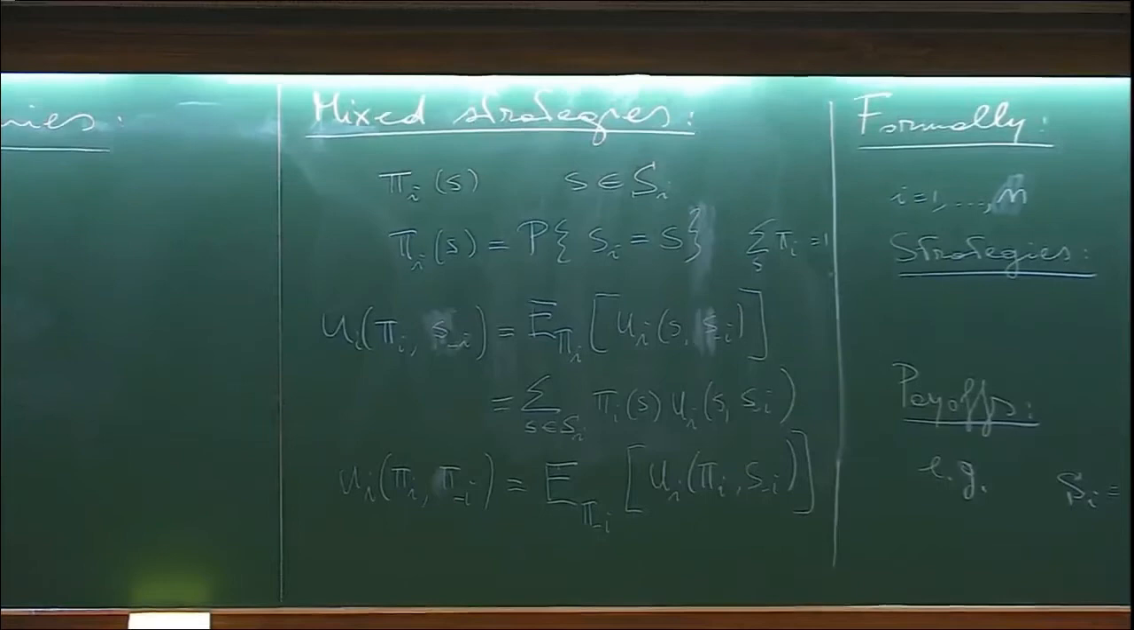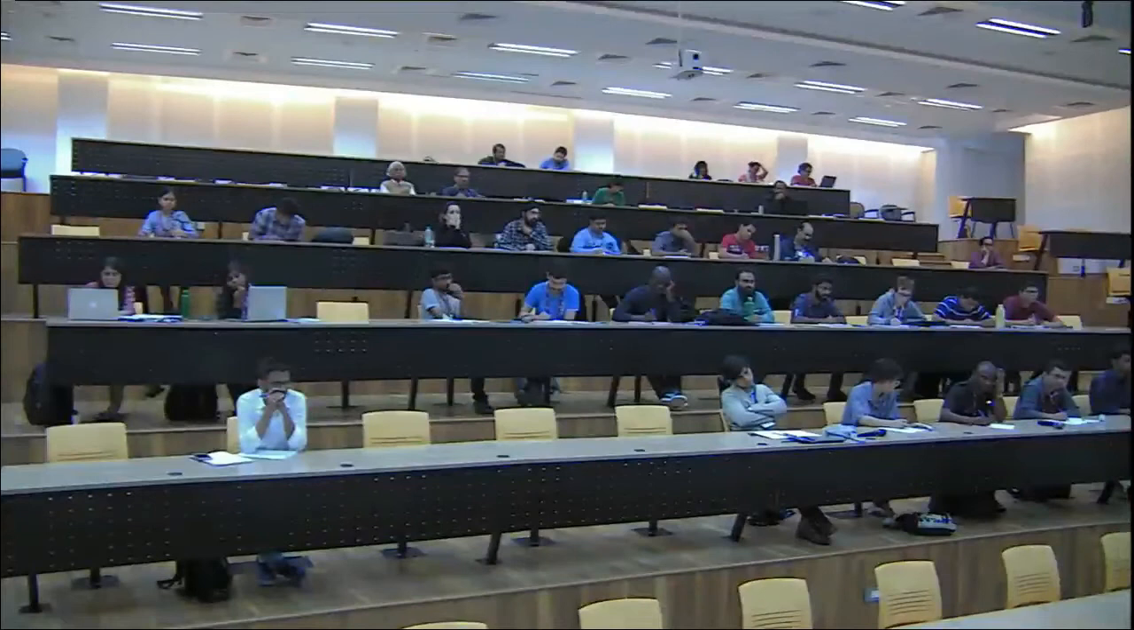Okay, so let's now go back to this case and assume, let's say, that pi_1 is equal to (p, 1 minus p). So this is head and tail. And pi_2 is equal to (q, 1 minus q), okay?